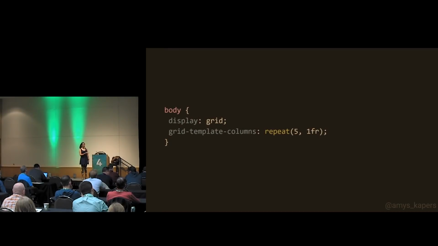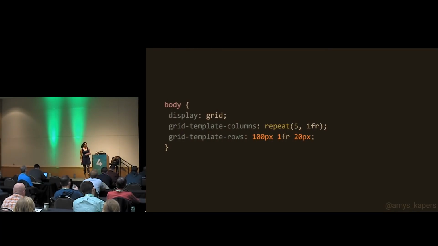So we go back to our code from before, repeat 5 times, 1 FR. So we're going to have 5 columns. All of them should be equal width. Next, we're going to define our rows. We've already defined how many columns wide it's going to be. This is how many rows high it's going to be.